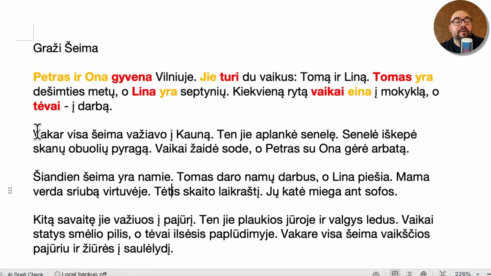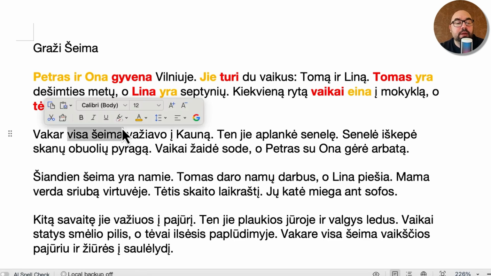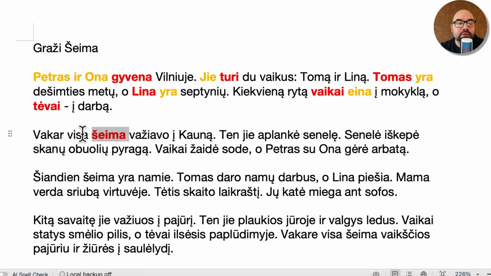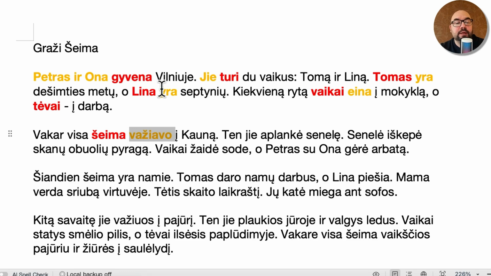So over here we have Vakar visa šeima važiavo į Kauną. So yesterday, visa šeima, the whole family. Visas means whole, because šeima is a feminine noun. Therefore, we're not using visas, we say visa, ending for feminine noun. That's an adjective. Visa šeima važiavo į Kauną. The whole family yesterday went to Kaunas. Yesterday, the whole family went to Kaunas.